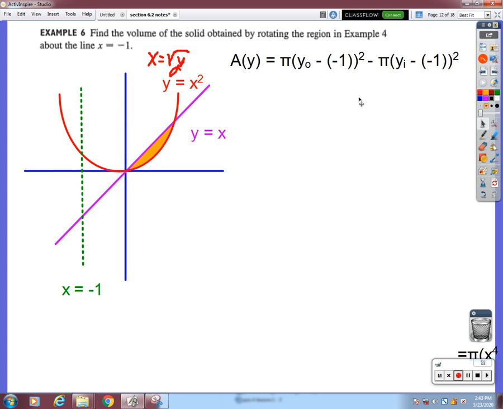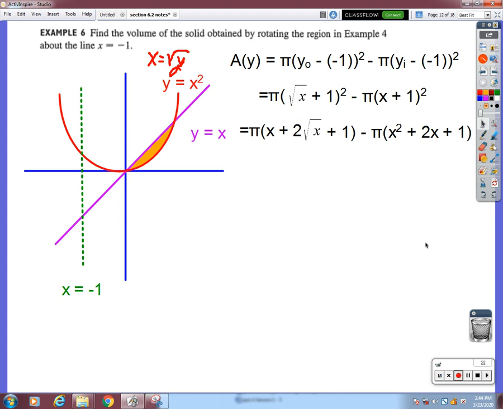I'm sure this is not the easiest thing to learn without the ability to ask your teacher questions, but I just went and switched all the y's to x's just because we're more used to that. Okay, so this is pi times the farthest away curve, which I again solved for x, and made it square root of y. Minus -1 is really +1, and then this one is minus pi times x plus 1 squared. Okay, so a little bit of algebra with this.